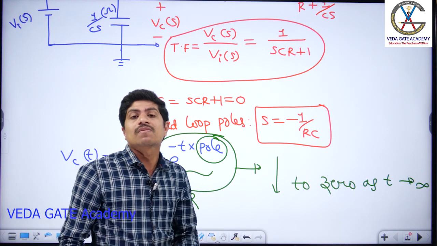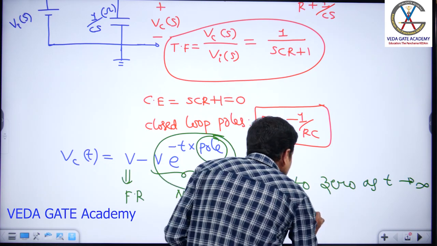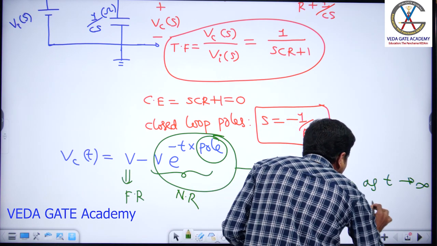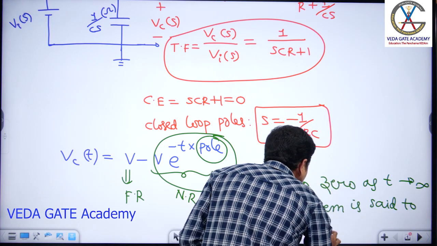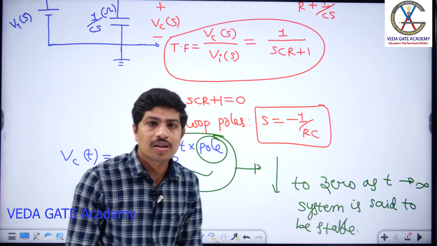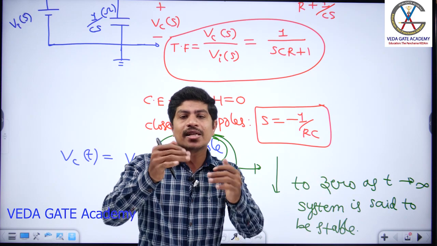If the natural response of the system decreases to zero as time t tends to infinity, then the system is said to be stable. That is called a stable system. So this is the physical way of understanding stability.